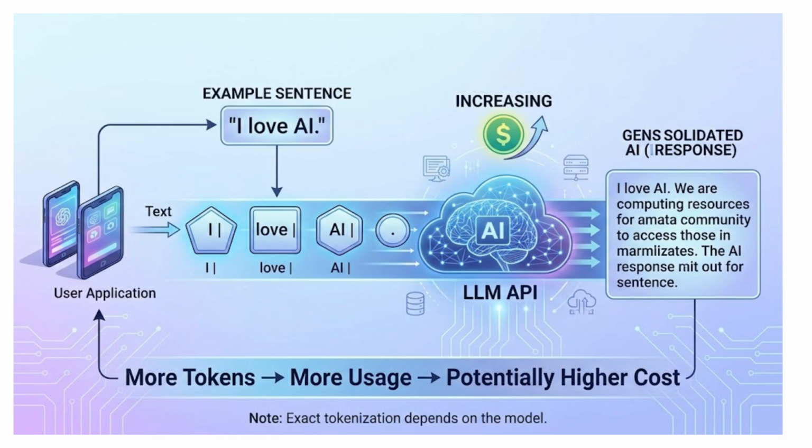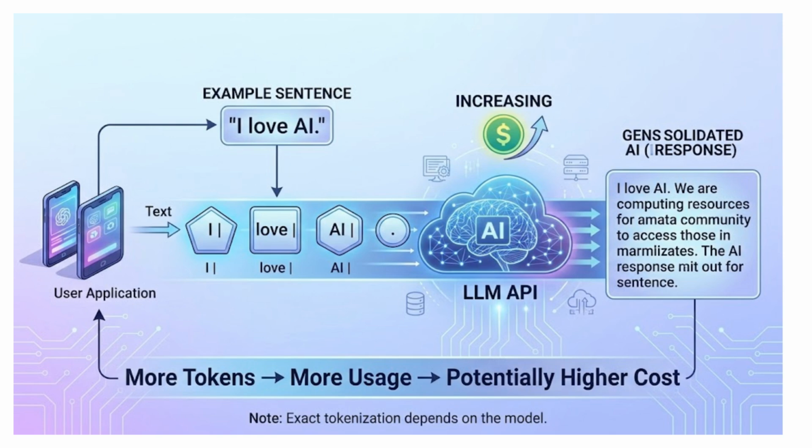LLM API pricing is closely connected to tokens. A token is a small unit of text that an AI model processes. For example, consider the sentence, "I love AI." Before the AI processes this sentence, the text is broken into smaller pieces, called tokens. These tokens are then sent to the LLM through the API. The model processes those tokens and generates a response. The response itself also contains tokens.